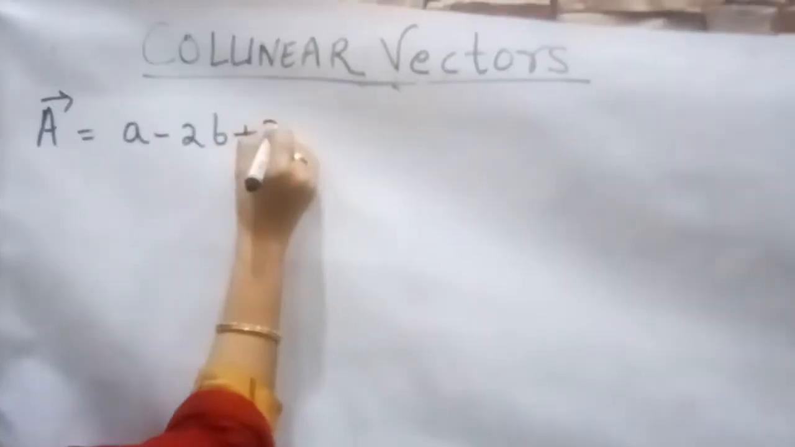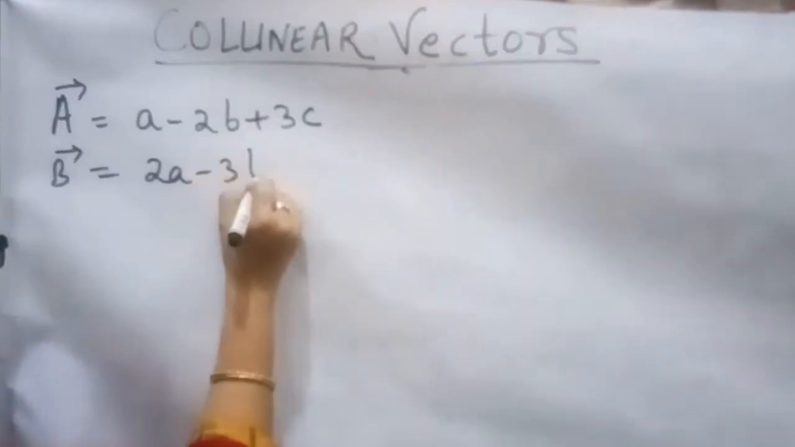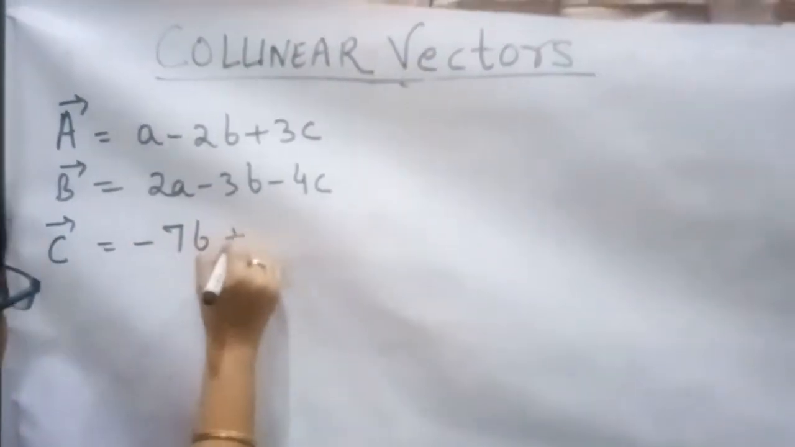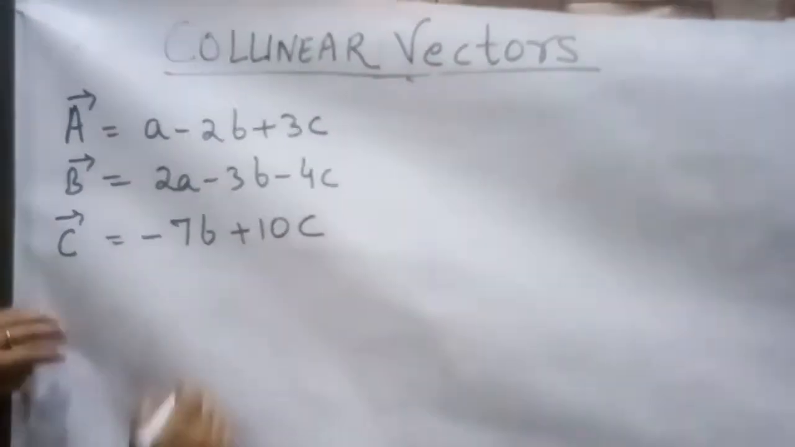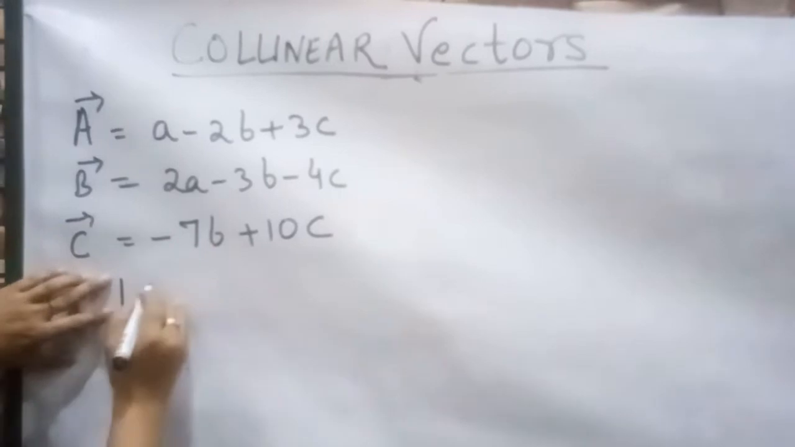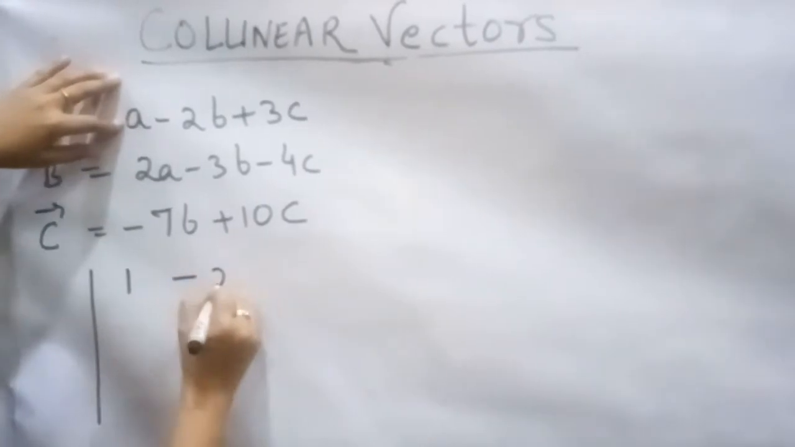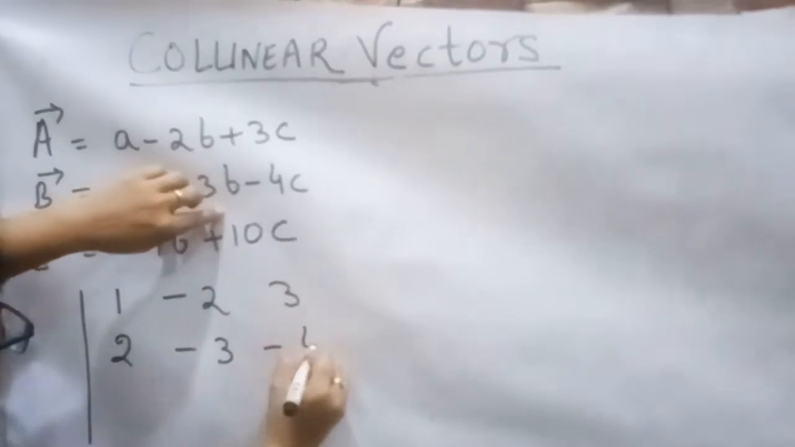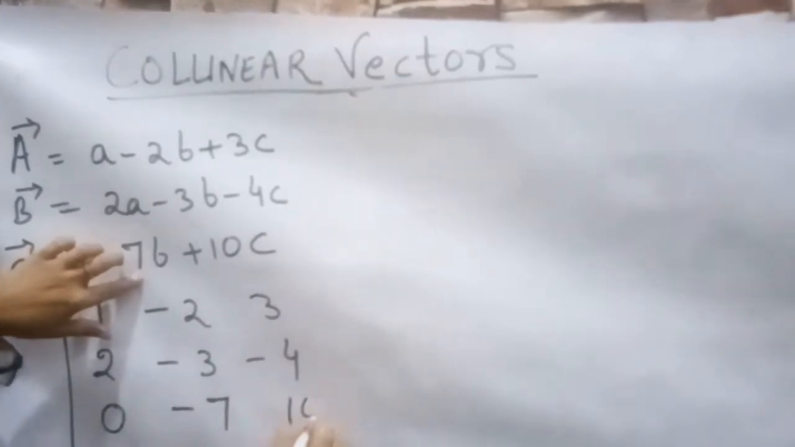If we have a vector A equal to A minus 2B plus 3C, another vector 2A minus 3B minus 4C, and a third vector minus 7B plus 10C, we have to check whether all three vectors are collinear or not. We simply find the determinant of all three. We take the coefficients of A: 1, minus 2, then 3. Again, we take the coefficients 2, minus 3 and minus 4. In this case the coefficient of A is 0, here it is minus 7 and here it is 10.